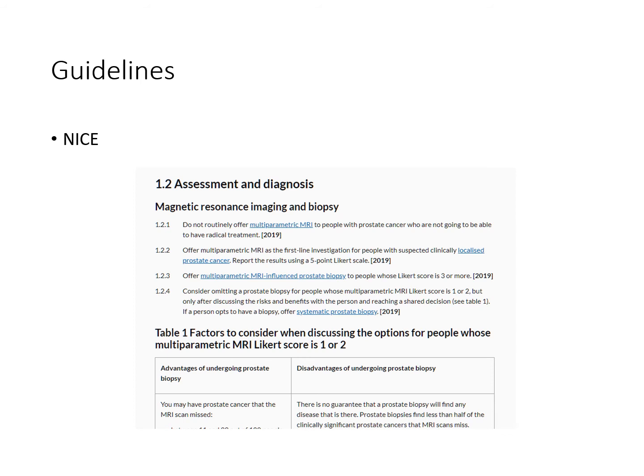So because of this very strong evidence base, there is now incorporation of MRI first into diagnostic pathways. And here are some examples. So this is the NICE guidelines, which is the UK standards body, if you like. Okay, so they say that we should offer multiparametric MRI as the first-line investigation for people with clinically suspected prostate cancer. Okay, and then you take the assessment from there. Okay, so you can omit the prostate biopsy if the MRI is normal. You can be reassured from that.